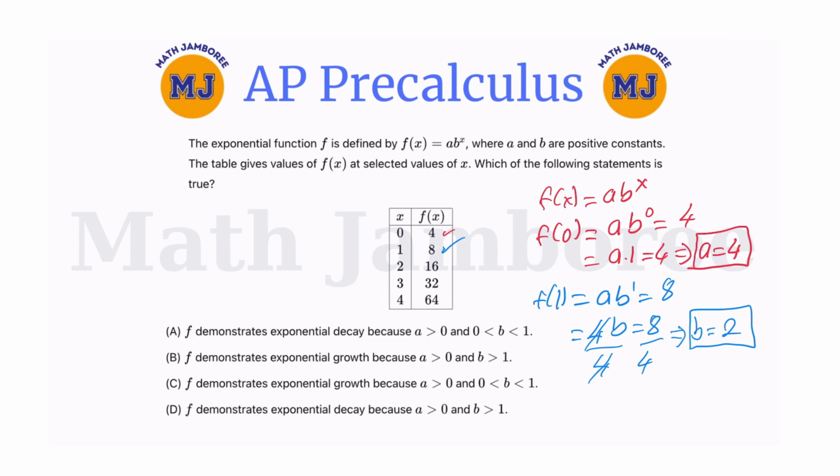First of all, you can go ahead and eliminate choices A and C because the value of b is greater than 1. So now I have B or D as an option. When I look at it, as the x values increase, the y values are also increasing. Because of that, we can say that the function demonstrates exponential growth. And the correct answer is choice B for this specific question.